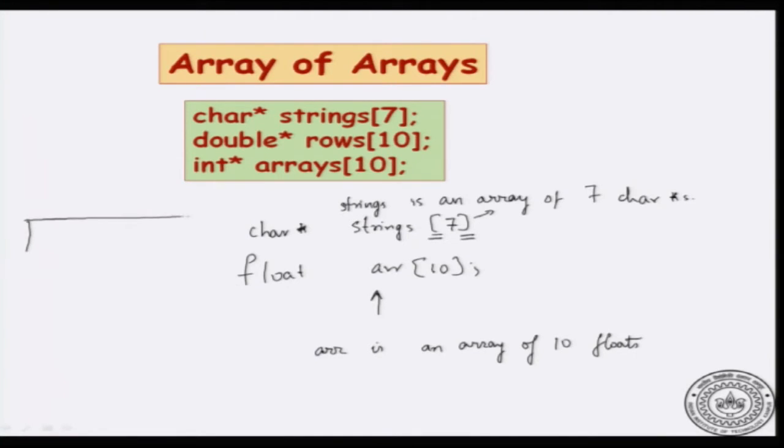So, pictorially you can think of it like this. So, you have 7 cells in strings and each entry is a character star. So, each entry is a character pointer. You can think of it as a string, you can think of it as a character array, whatever. So, here is the pictorial representation. Let us look at why we would need such a structure and what is the advantage of it. This is a very popular structure, almost as popular as two-dimensional arrays themselves.